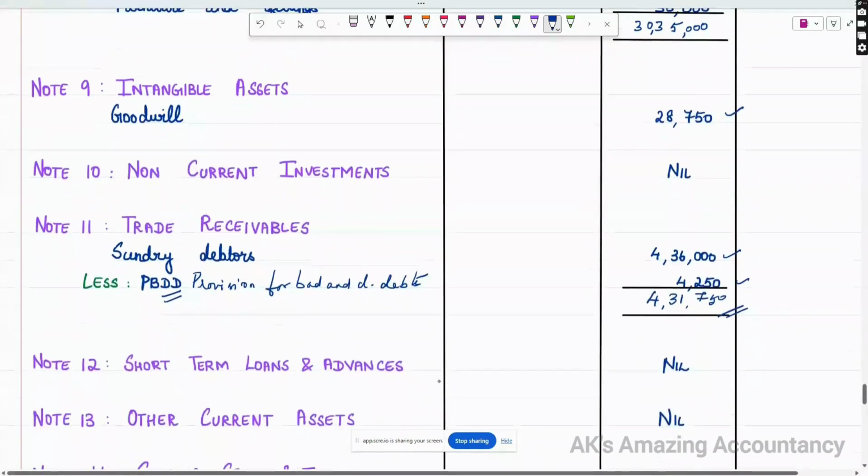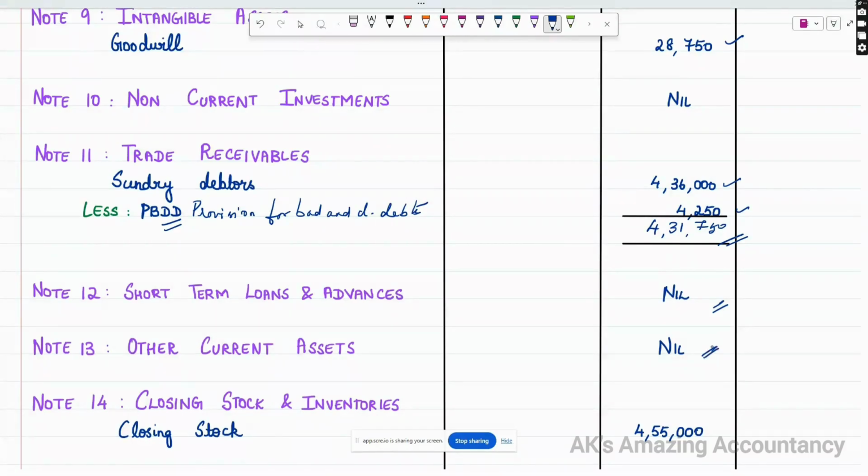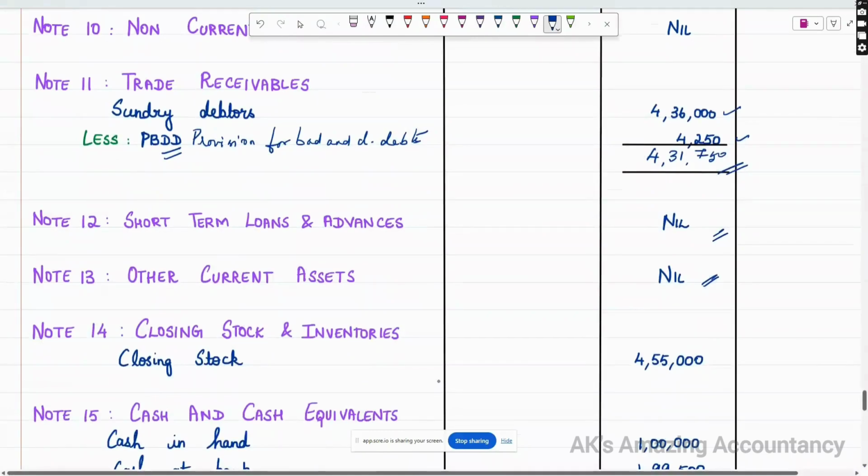Now let us proceed with Note 12, short-term loans and advances. We don't have any short-term loans and advances in this problem. Note 13 is for other current assets. We don't have any other current assets also. Note 14 is for closing stock and inventories. So we have closing stock. You can refer to the problem. It is given in the additional information. Closing stock is 4,55,000.